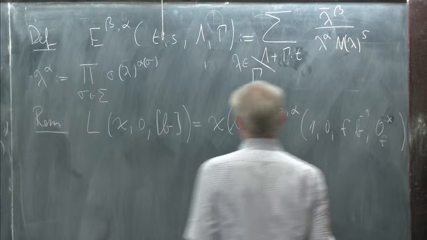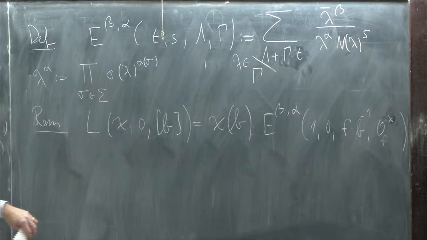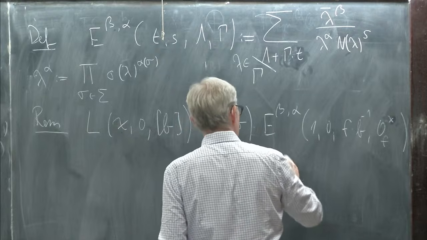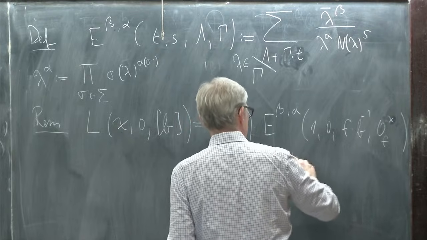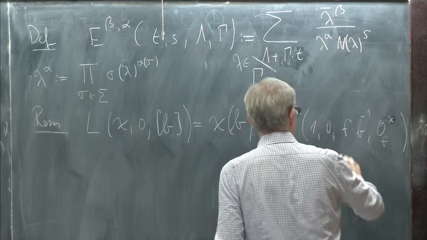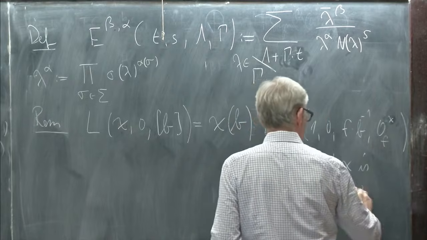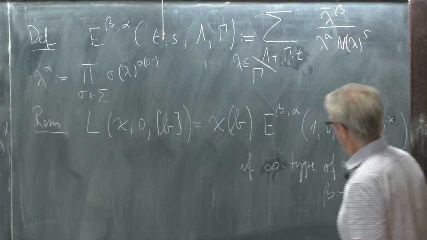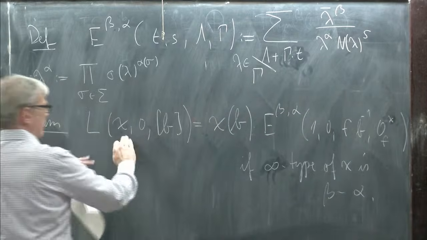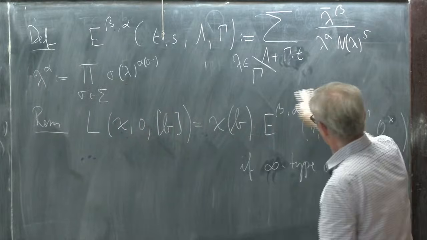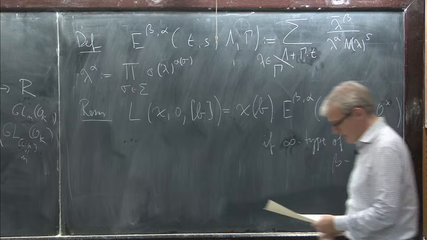No, all F units. I have no totally positive here. If the infinity type, which I didn't define, of chi is beta minus alpha, then you have that relation, and summing over the ray classes here, you get the L function. So these are the values we are interested in.